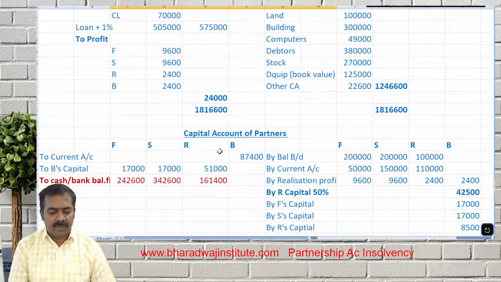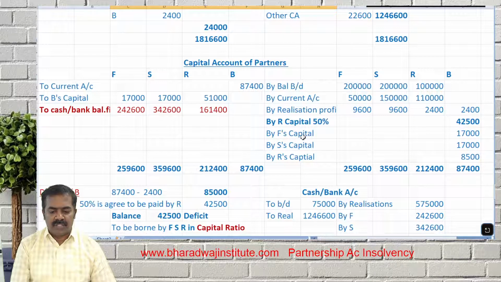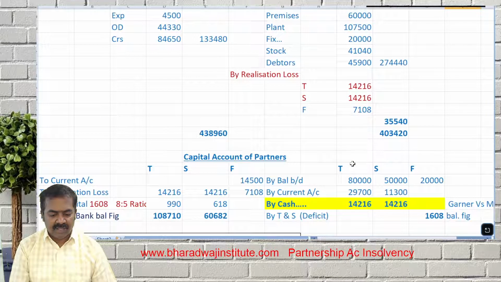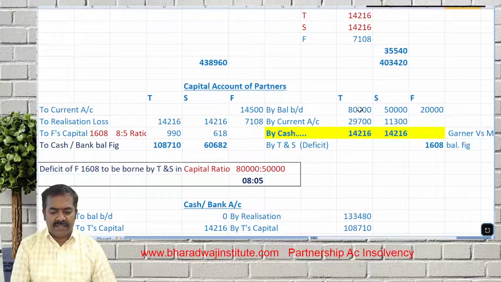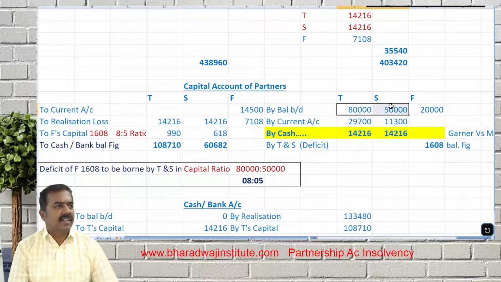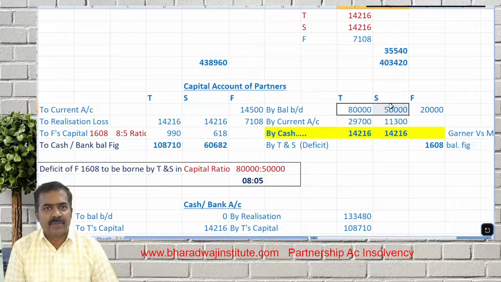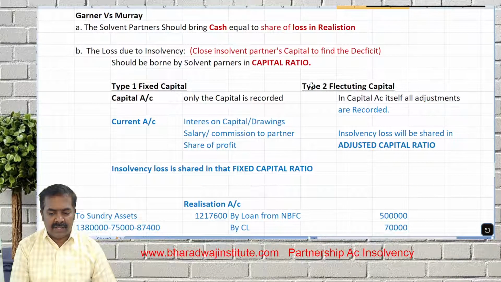Last class, we did two problems. In both the cases, we shared the loss using which ratio? Fixed capital ratio. And the FSR problem was in 2:2:1. Then the next one, TSF problem, where we shared the insolvency loss in which ratio? The fixed capital ratio. So wherever current accounts are given, it is like fixed capital. Loss will be borne in which ratio? Fixed capital ratio.